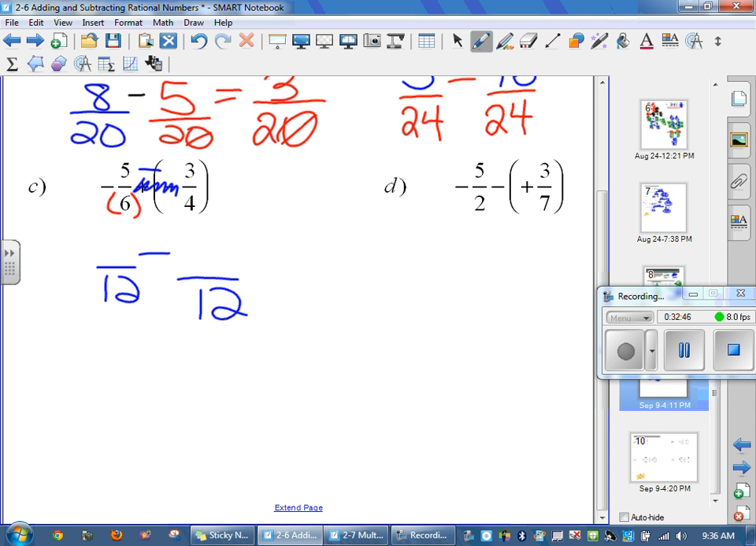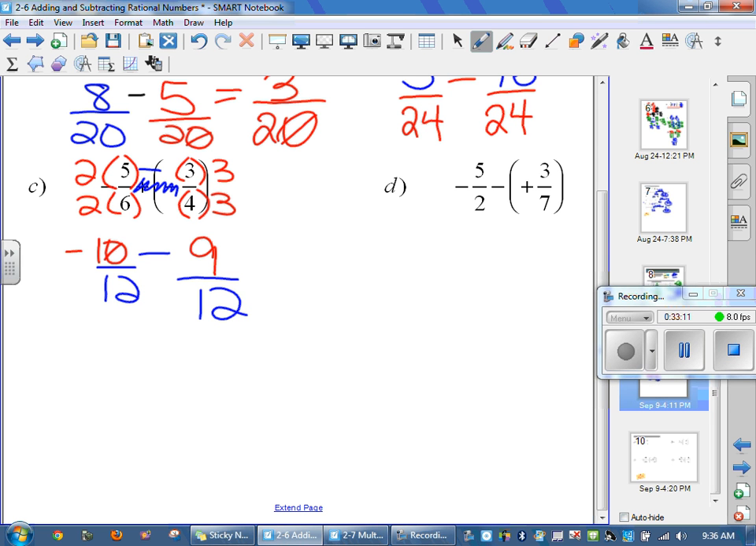Now on the bottom, the 4 times by 3 to get 12. So I'm going to times my top by 3 as well. So I'm going to get 9. So we get negative 10, subtract 9. So you're at negative 10 on the number line, and you're going further left. You owe somebody $10, you owe them 9 more. What do you owe altogether? Negative 19, good. So negative 19 over 12.